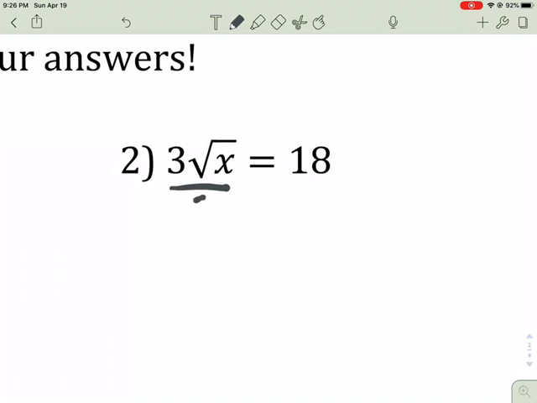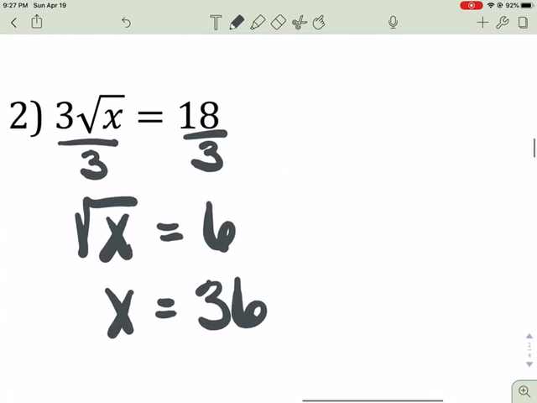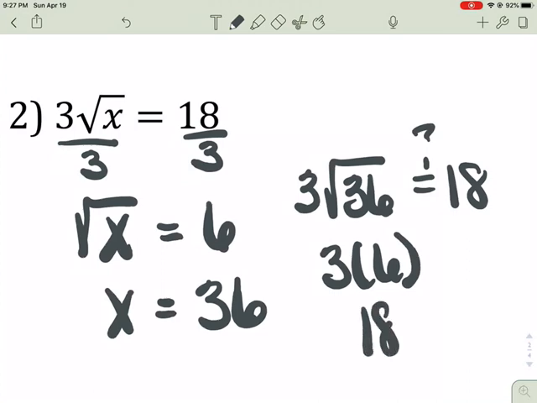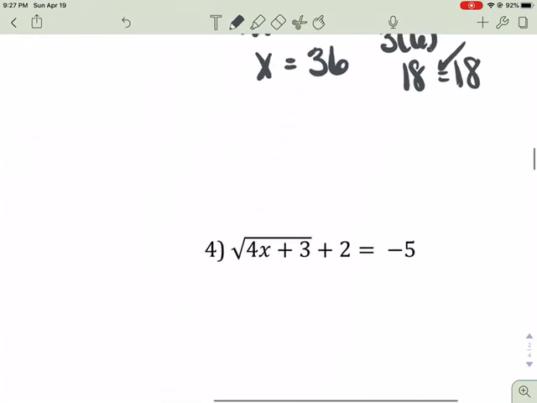All right, so we're going to divide this by 3 because remember our first step is to isolate our radical. Okay, so we get the square root of x is equal to 6. Square both sides. We're going to get 36. So the question is, does 3 times the square root of 36 equal 18? So that's 3 times 6. Yes. Cha-ching, we are good to go. So that was pretty easy.